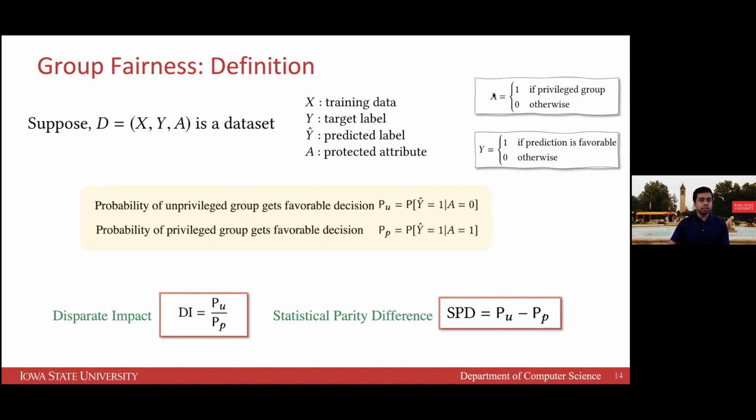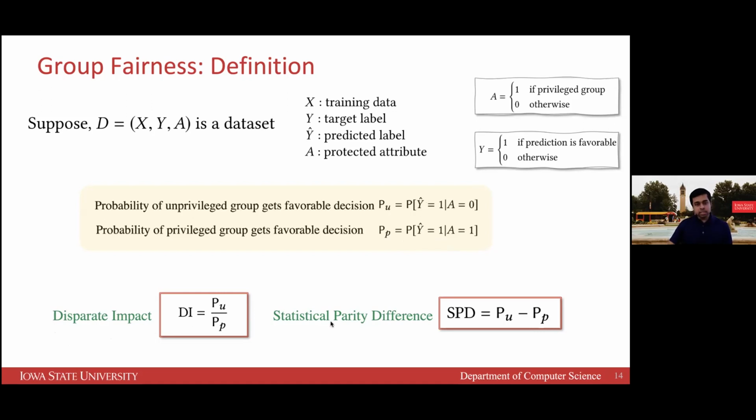And the other thing is the protected attribute. There could be many races or multiple genders, but we divided it into two: privileged or unprivileged. It is divided based on the historical data, like which race or which gender has historically been privileged. And then we calculate the probability that an unprivileged group gets favorable decision, and the probability that the privileged group gets favorable decision, and the metric, which is called disparate impact, calculates the ratio between these two.